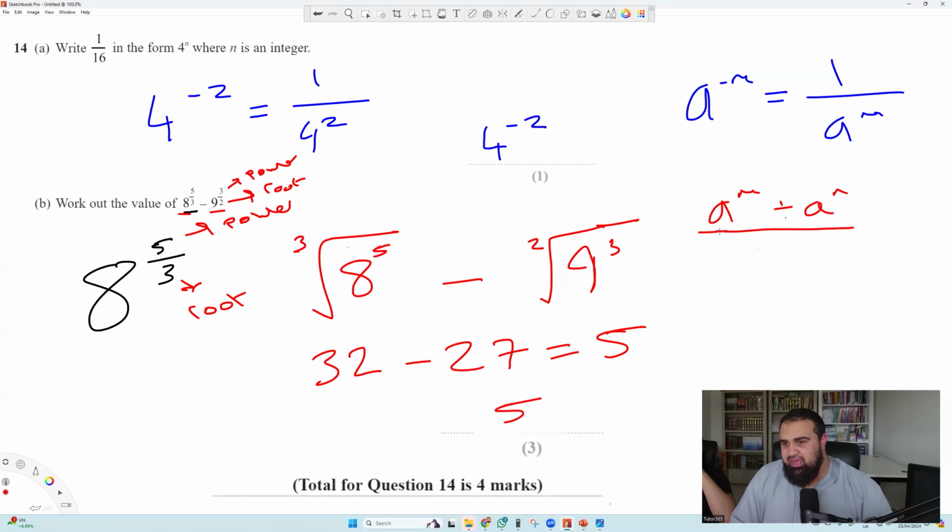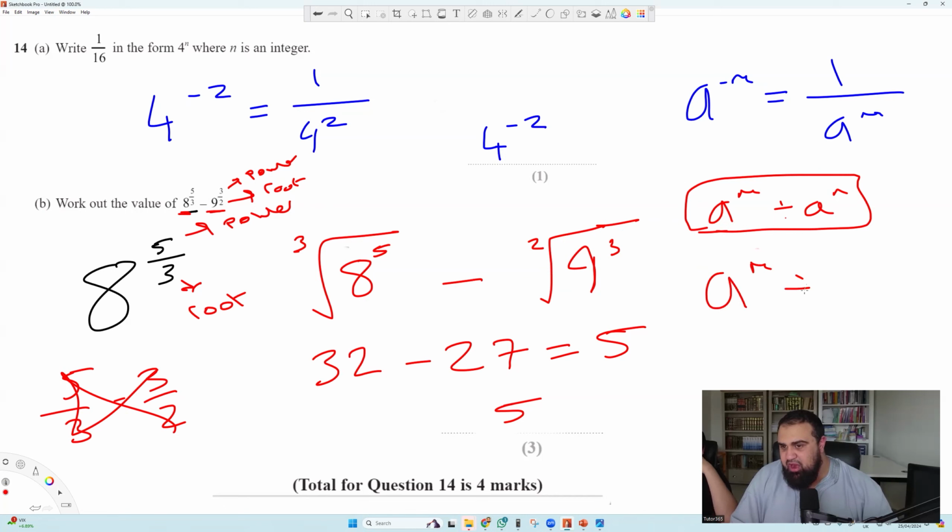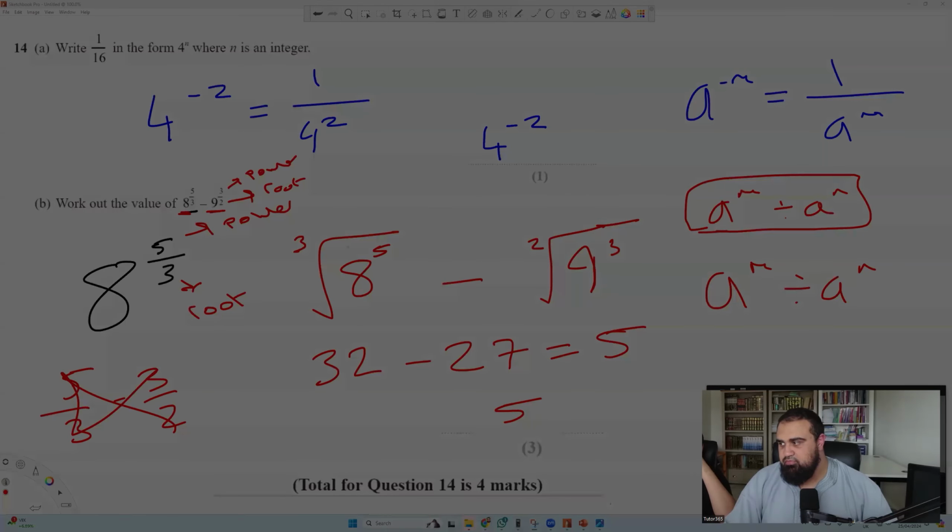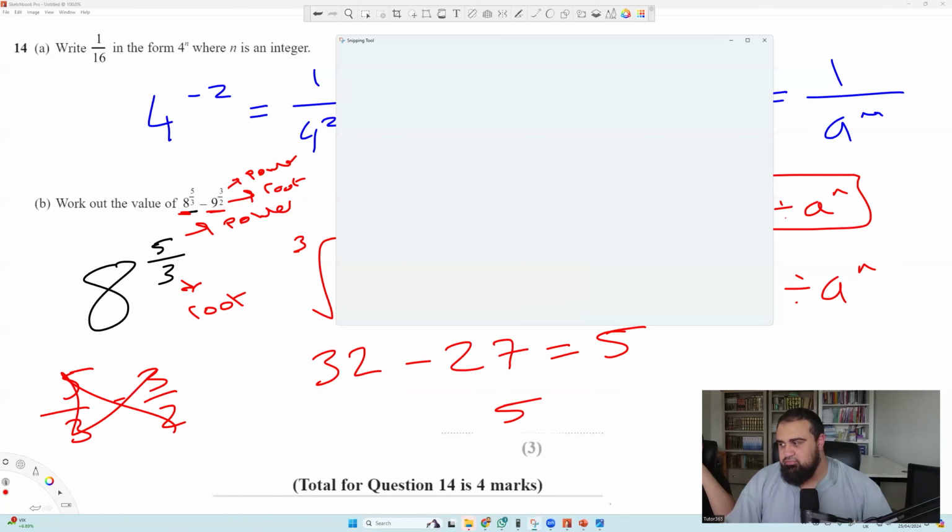I just want to remind the kids of something. Don't try to take away the powers. This is not a fraction question where you do 5 over 3 minus 3 over 2. You need the terms to be the same value. That's 8 and that's 9. You need a to the power of m divided by a to the power of n, where both are a, but they're not. One's 8, one's 9. And this won't even work because we're minusing here, not dividing, so that minusing power doesn't work. Let's move on, everybody.